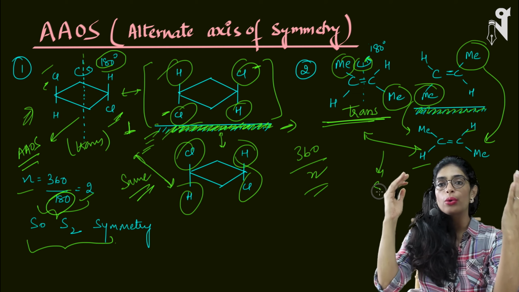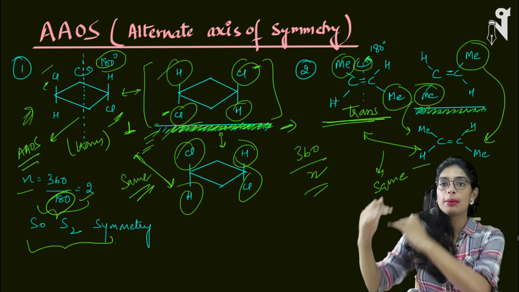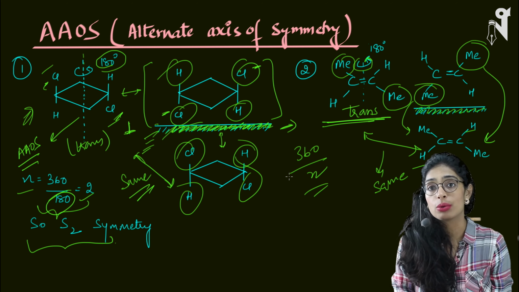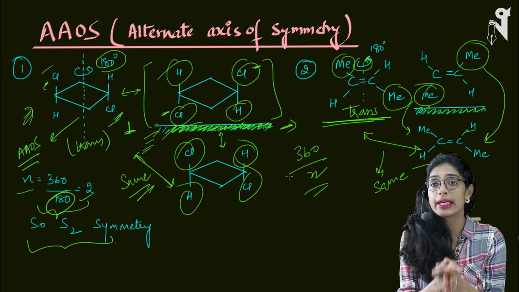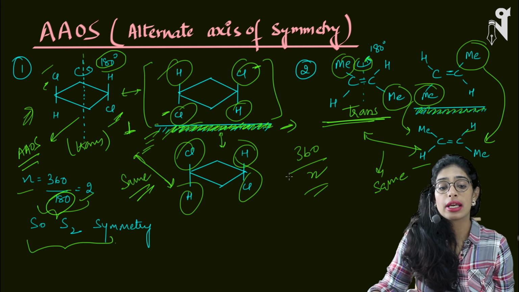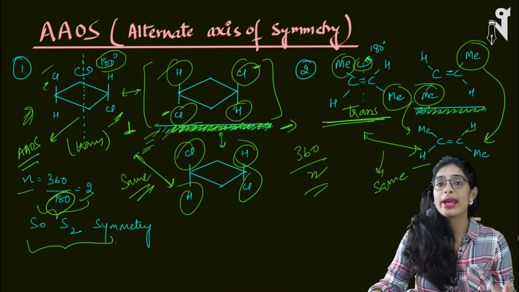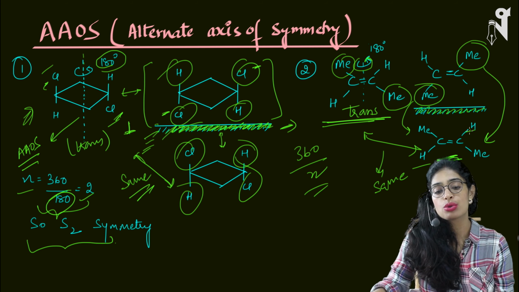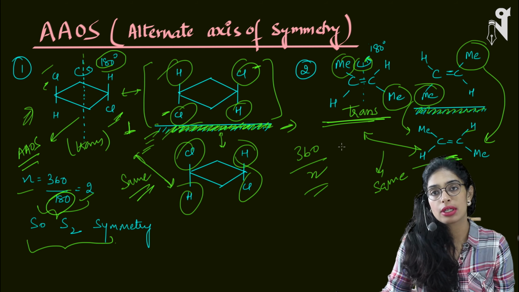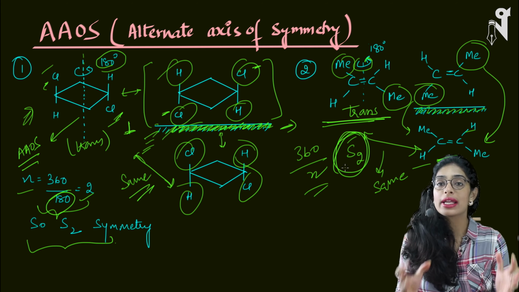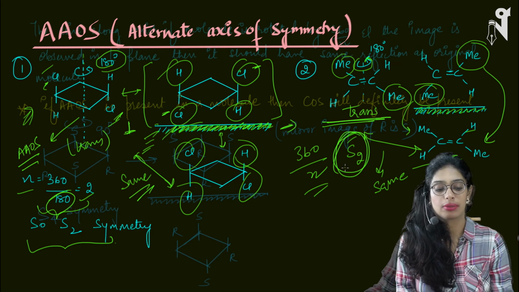So basically, rotation by 180 degrees and then placing the mirror in the perpendicular direction gives me exactly the same molecule, and hence this second compound contains S2 symmetry. Why S2? Because I have rotated it by 180 degrees, so n comes to 2, so I call it S2 symmetry. This exactly is the alternate axis of symmetry.